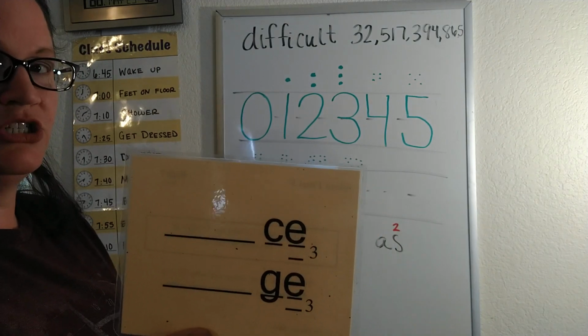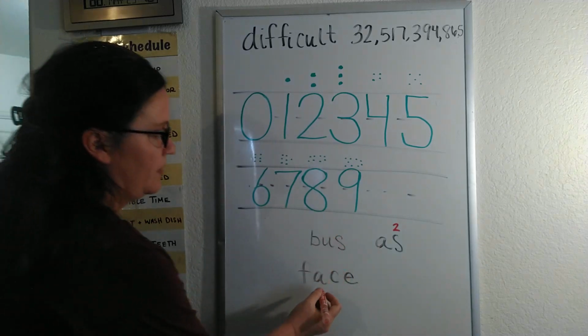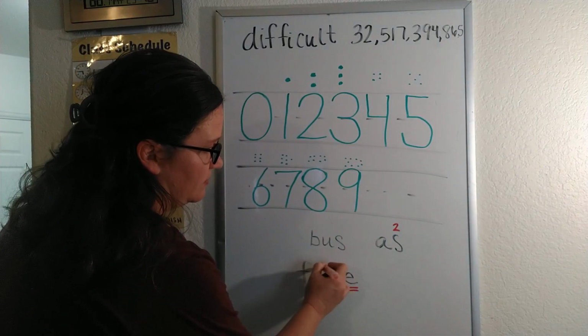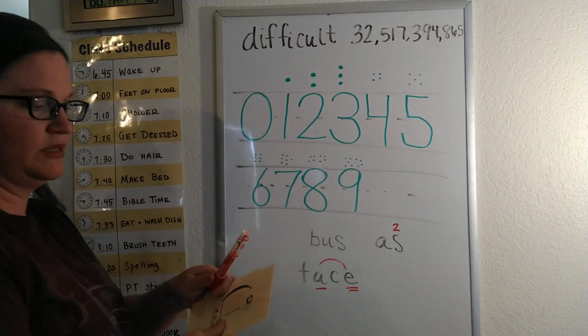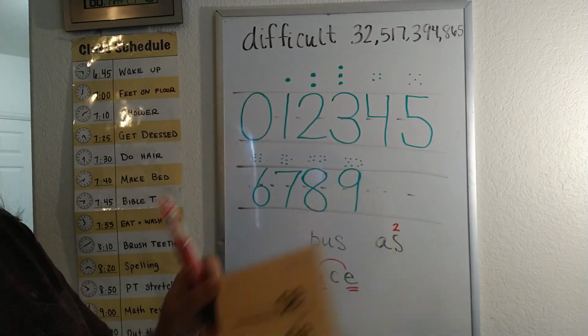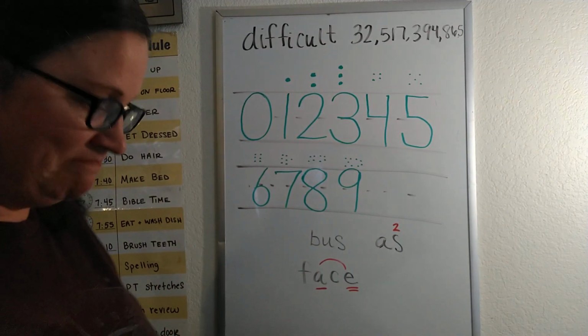C says s and G says j because of the E. So I would underline it once, underline here twice, and put an arc. Or I could mark it with a 3 because it's also the third reason. So you're going to need to know your numbers as you go through this program. Good job.